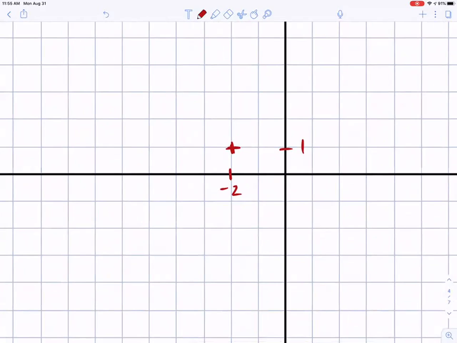Can you remind me, because I forget, A value, is that going to go right and left or is it going to go up and down? Right and left, because the hyperbola opens right and left. Okay, and so what value was A again? So let's go to the right 3 and let's go to the left 3. Okay, so the B value is going to go up and down. What was the B value? 2. So let's go up 2 and down 2. So I can see the top, the bottom, the right and the left of my box. I'm just going to throw in some corners.